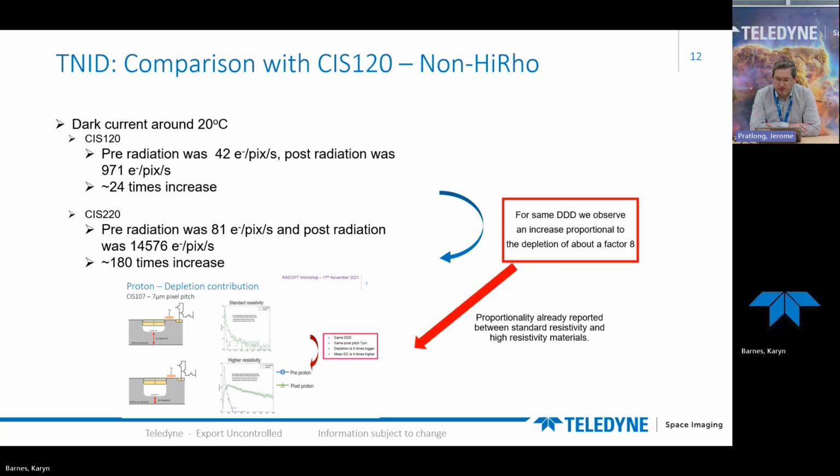And when we looked at the same dose, the difference in terms of depletion, we see again this number, where the CIS-220, which is the aero version of the CIS-120, has a volume of depletion 8 times the CIS-120. Therefore, again, we see the effect of the volume of depletion on the post-radiation results.